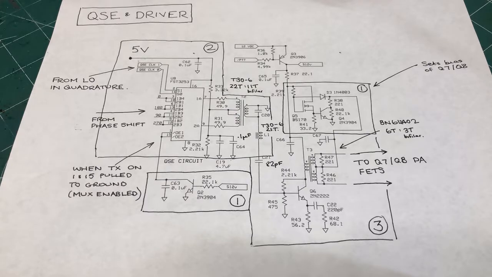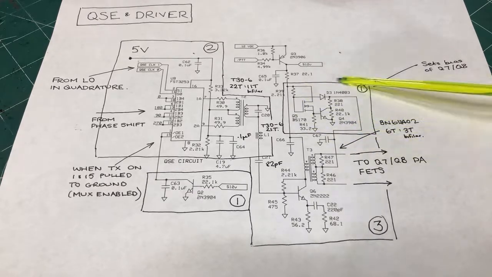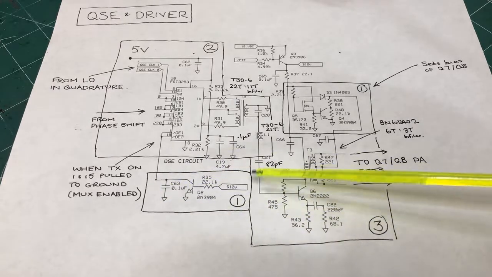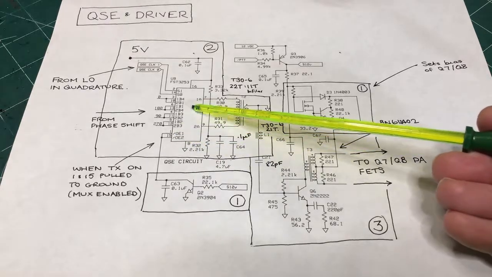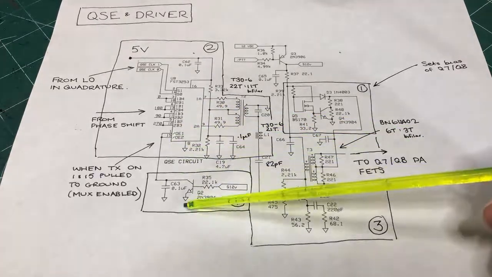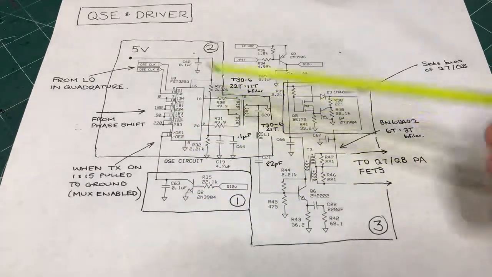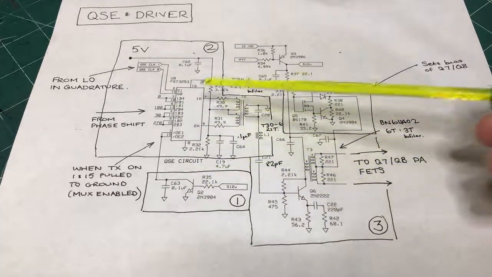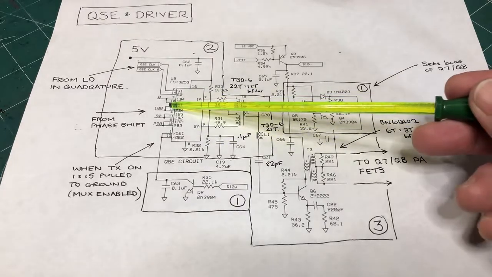So let's just walk through the order that I'm going to build this in. In step one, I'm going to build this bias point circuitry here, and also this piece of the circuit here. Now what this does is, on transmit, it pulls these two pins of the mux to ground, and it's a similar circuit on the receive side. When they're pulled to ground, it actually enables the mux, so signals can flow from here through to here. When it's not pulled to ground, this is effectively an open circuit, so no signals can go through from here to here.